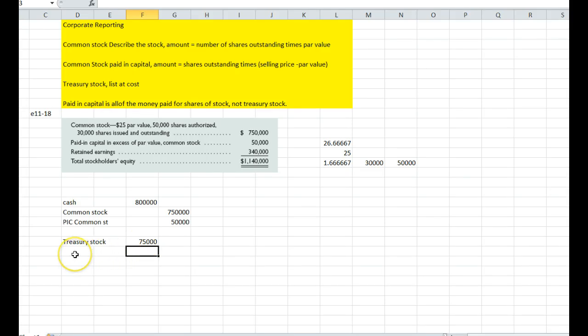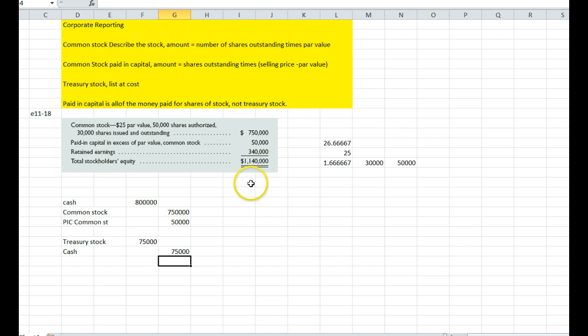Okay, so we list the treasury stock at cost. And then we have cash. We're going to credit cash for the amount of money that we paid for it. So this is pretty much how stock and treasury stock work.